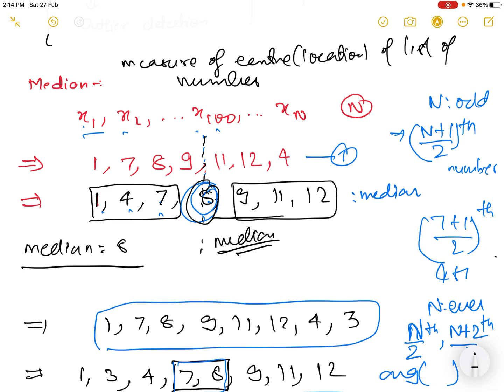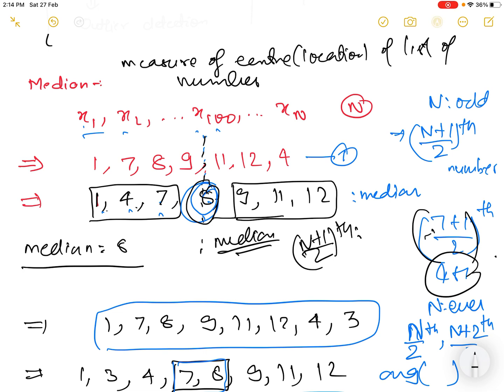Now the general formula is that if n, the number of data points, is odd and they are arranged in ascending or descending order, then the (n plus 1) upon 2th number gives you the median. Like in this example, n is 7, so 7 plus 1 upon 2 means 8 upon 2, the fourth number will give you your median. So 1, 2, 3, 4, yes, 8 is your median.